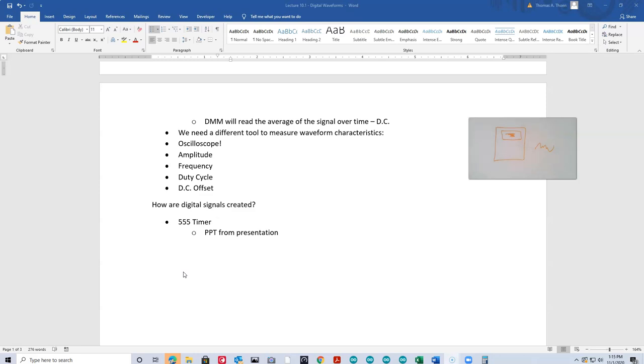So how are digital signals created? We've already used the 555 timer to create square wave signals, and you can actually change the duty cycle and the frequency fairly easily with that device. But there are many other devices that are used to generate signals. Function generators are the most common.